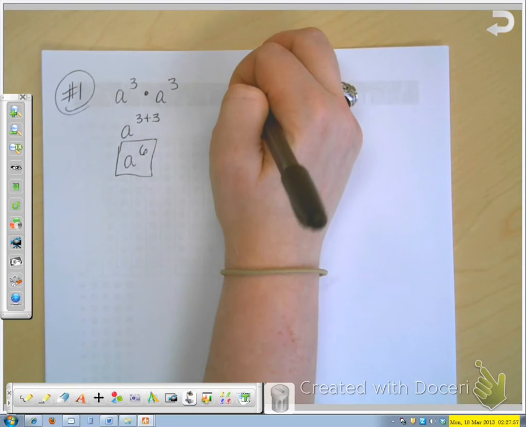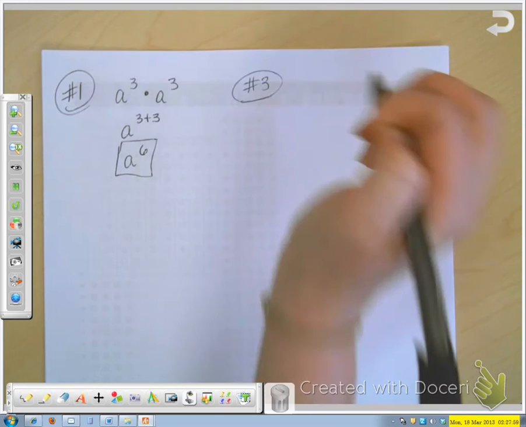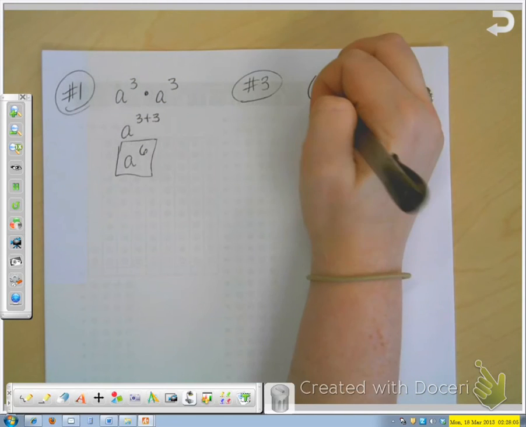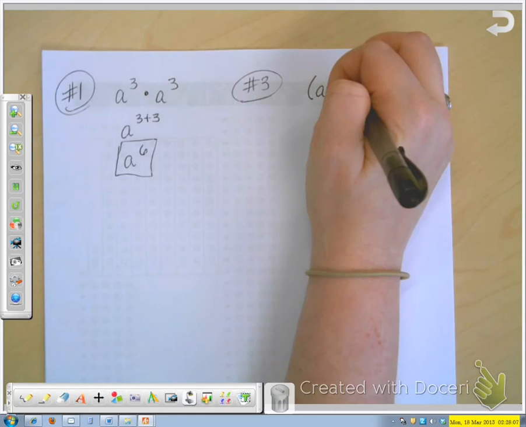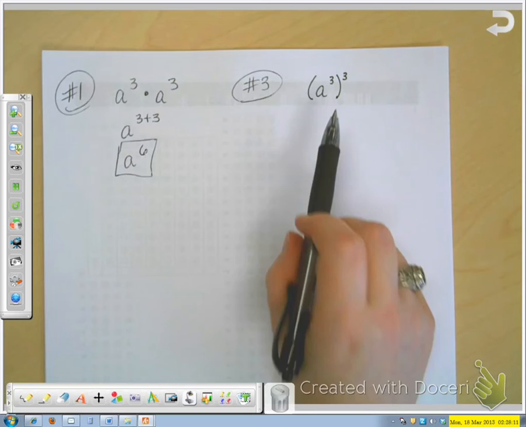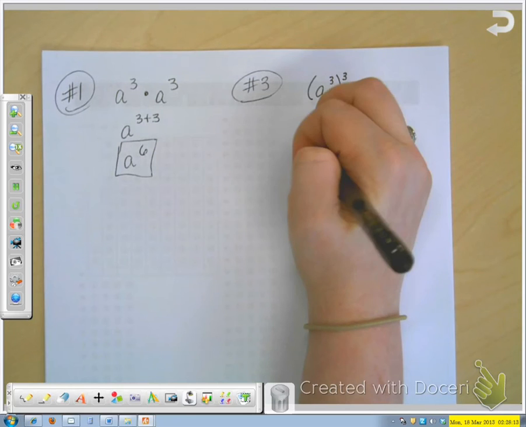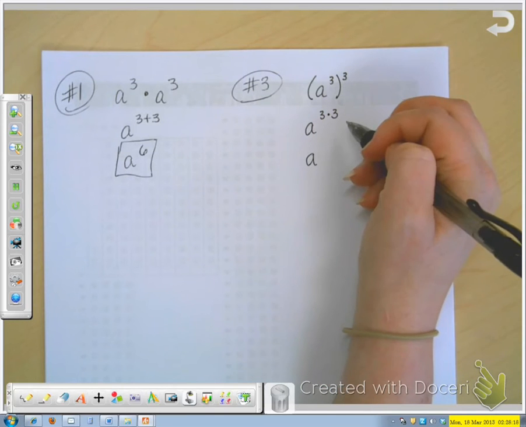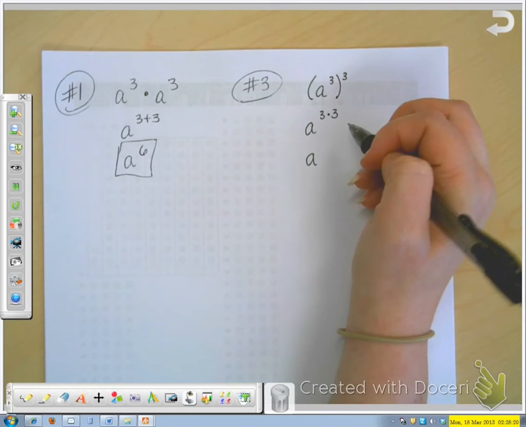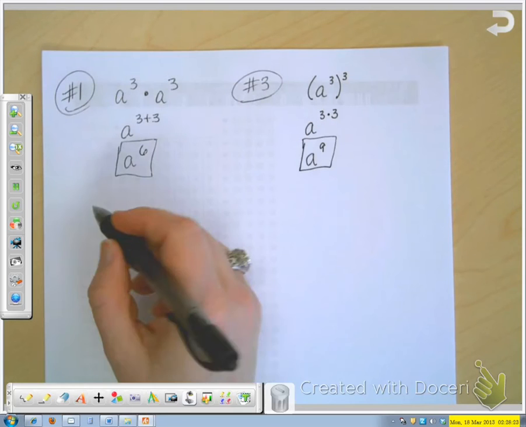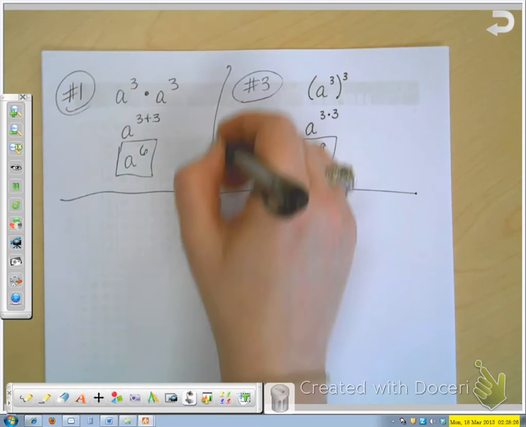Now let's look at a similar problem. Let's look at number 3. Number 3, I have a cubed inside parentheses with a 3 on the outside. Now because I have parentheses to a power, I am going to multiply those two exponents. So in this case it's 3 times 3, and 3 times 3 is going to be 9. So my answer would be a to the 9th.